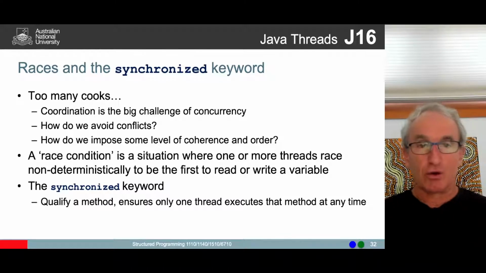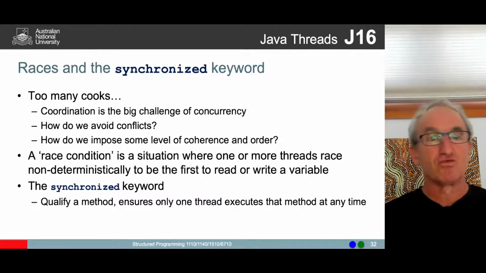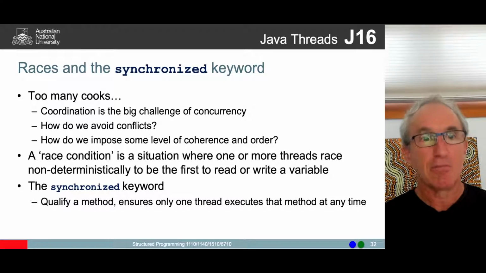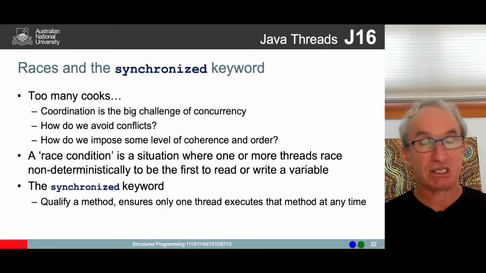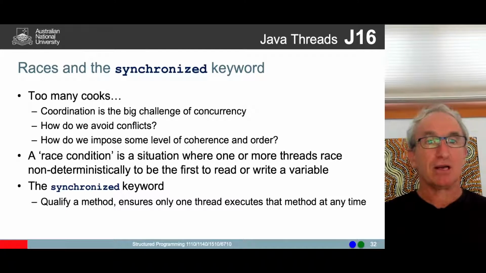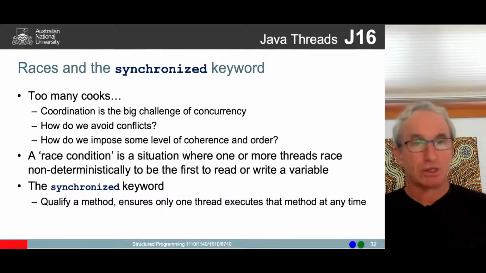We talked about the cooks and the salt and all that sort of stuff. The synchronized keyword is really important in Java because it allows us to solve that problem that I raised about race conditions and the example I gave with the chefs and the salt. So coordination is a big challenge for concurrency. How do we avoid conflicts? How do we impose some level of coherence and order? You don't want your salt in the soup twice, right? How are we going to do this?